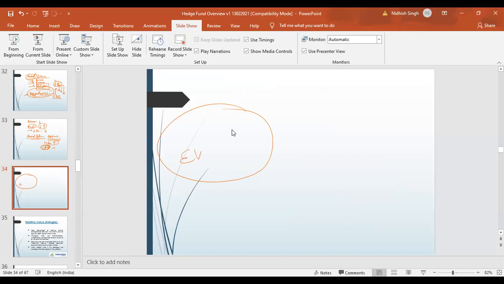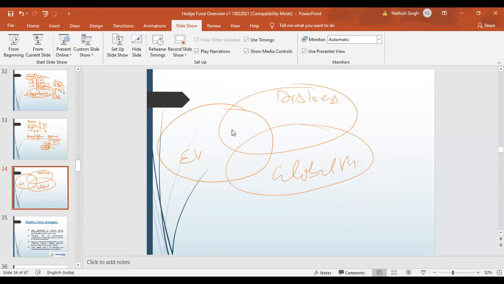So event driven, EV, right? And this can be distressed. And then another one can be global macro. And also there's a long short. I mean, there's a long list of fund strategies. There could be long short.